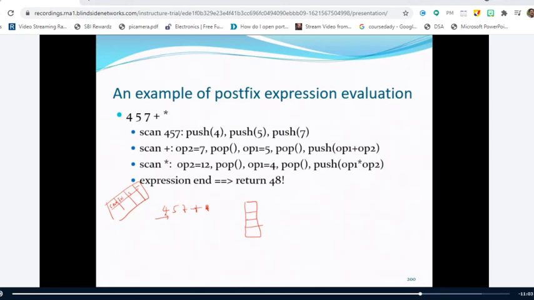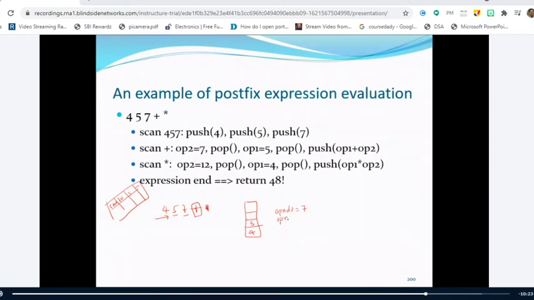Tell me, what is the first token? 4. What do we have to do when it is an operand? Push onto the stack. The next token read is 5. Push onto the stack. Next is 7. Push onto the stack. Now you have come across an operator, so you have to perform the pop operation twice. You pop 7 first and place it in operand 2. What is the value of operand 2? 7, the value you popped first.